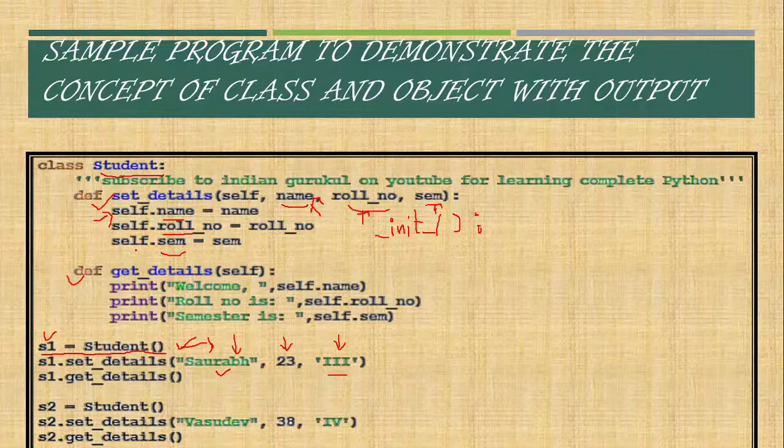So this student, that is s1, will have its name as Saurabh, the roll number as 23, and sem as 3. Then we will be instantiating another object, the s2 object. It will also be of the student type, so it will have the same set of attributes. Sorry, not properties but attributes. The attributes over here are the name, the roll number, and the semester.